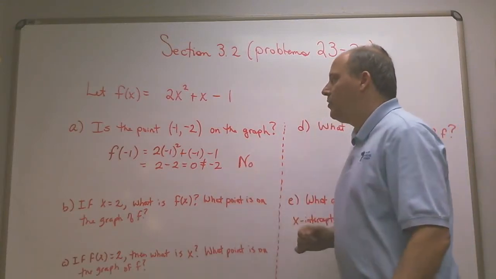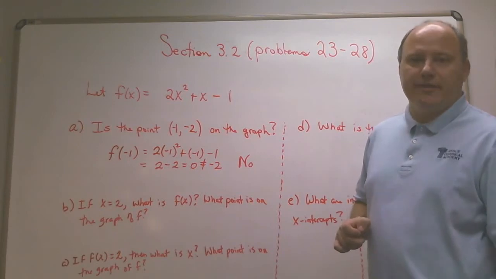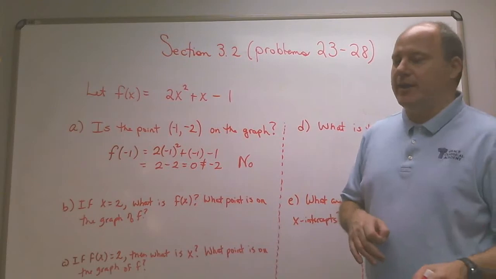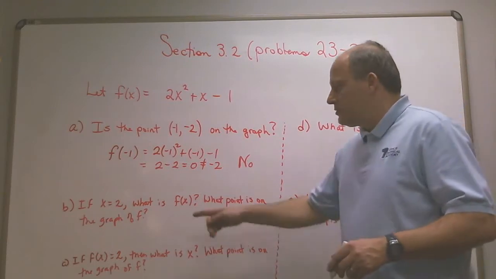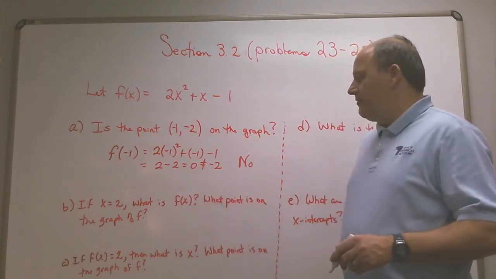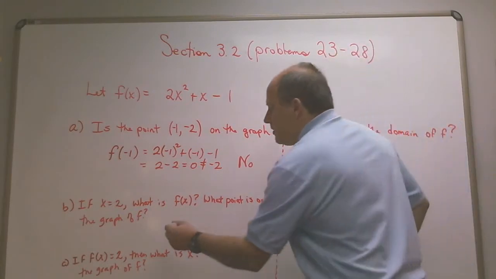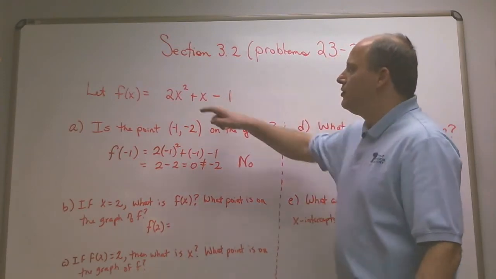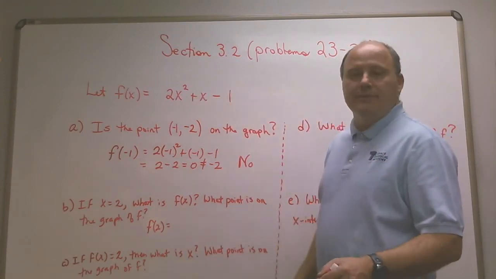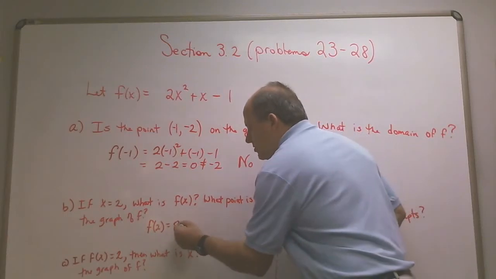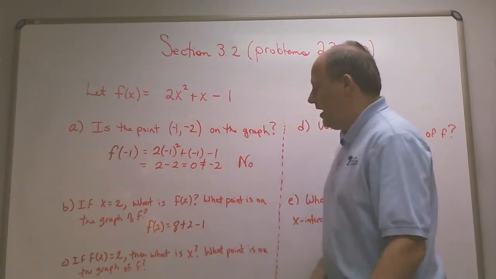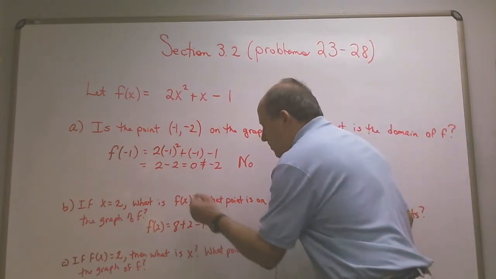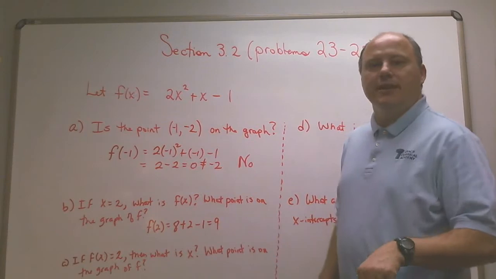So if the input is -1, it had to be -2 to be on the graph. But the output on this one was 0. So actually, (-1, 0) would have been on the graph. Now, on this next one, if x equals 2, what is the value of f of x? So it's just a simple plug in 2 and see what you get. 2 times 2 squared is actually 8, plus 2 minus 1. And then 8 plus 2 is 10, minus 1 is 9. So the output is 9. So put in 2, you get 9 on this particular function.